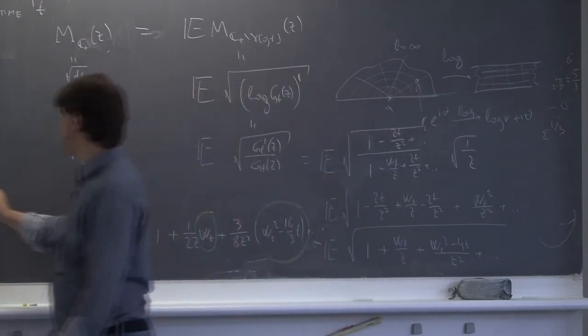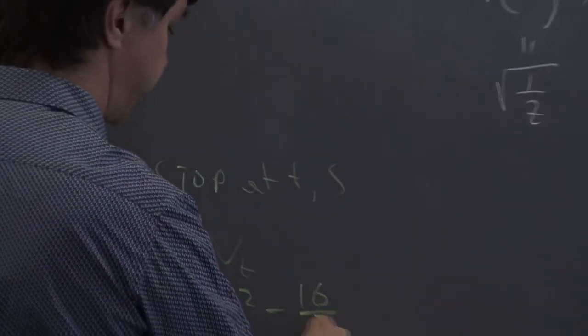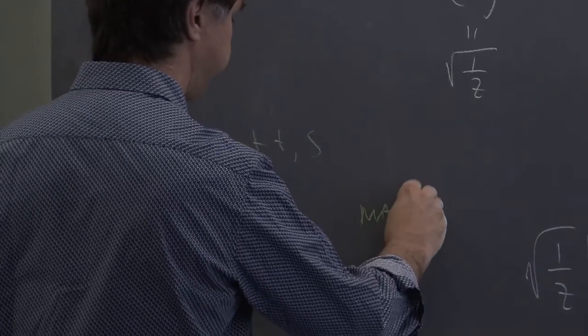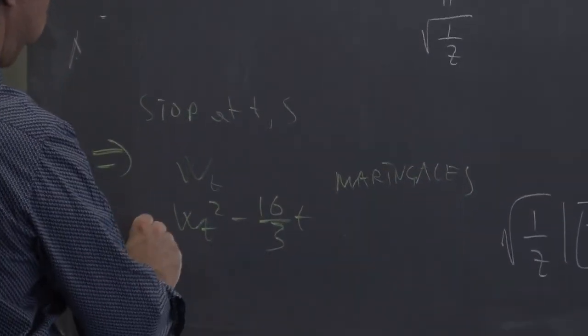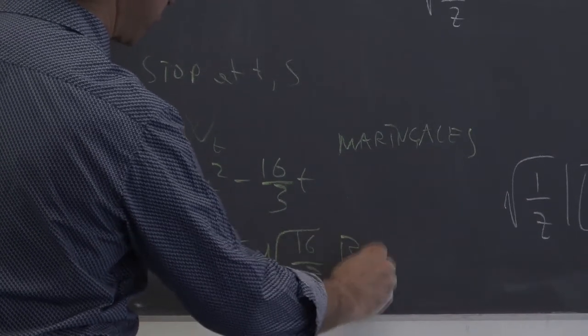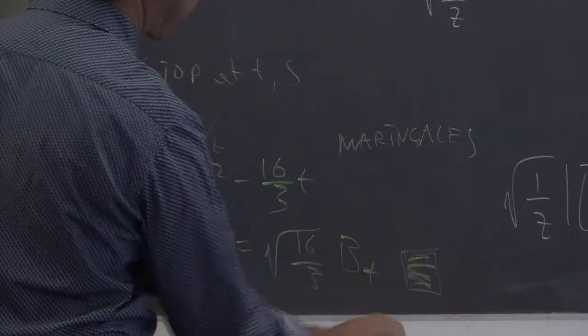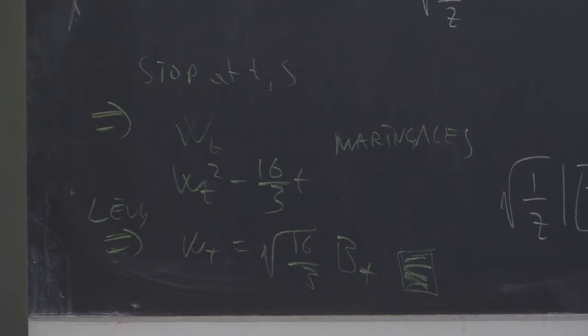So the conclusion is that if we start to stop it at times t and s, not at times 0 and t, we'll get that wt and wt squared minus 16 over 3 t are martingales. So by the Levy theorem, wt is square root of 16 over 3 times Brownian motion. So the number 16 over 3 arose from a specific observable. It's just a number which pops out in the calculation here.